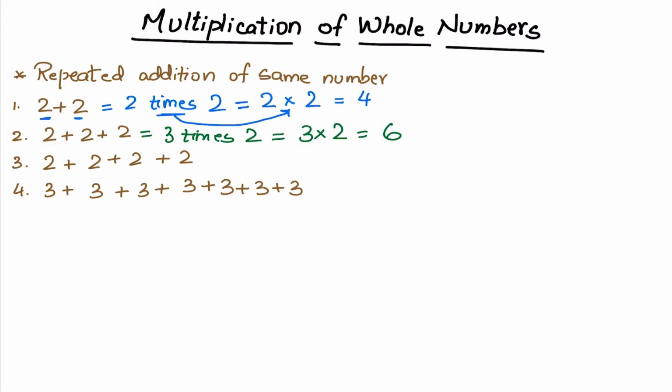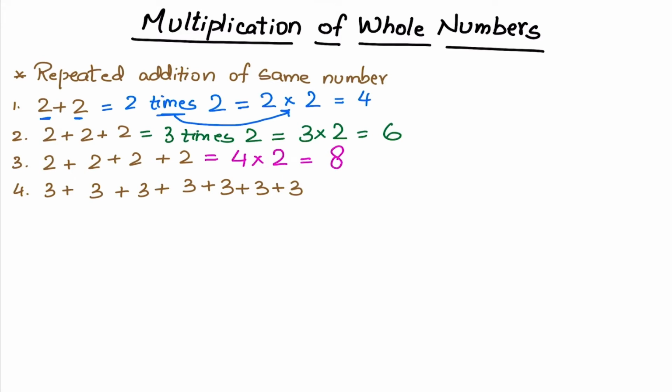Now let's move on to the third example. In the third example, you have the number 2. How many times are you adding the number 2? 1, 2, 3, and 4. You're adding the number 2 4 times. So you can write it as 4 times 2. When you add the number 2 4 times, you will get 8.